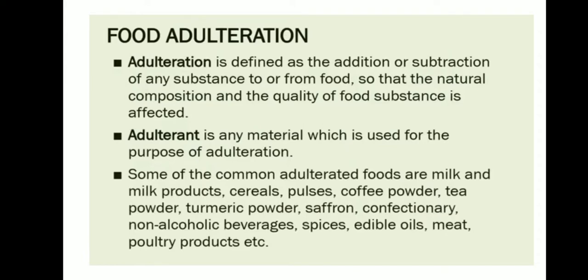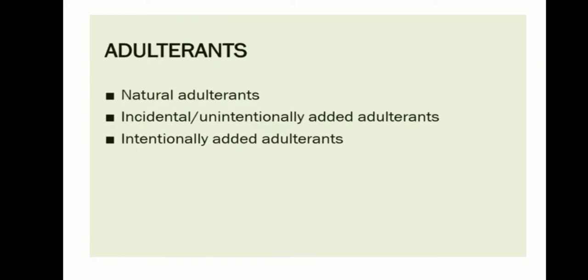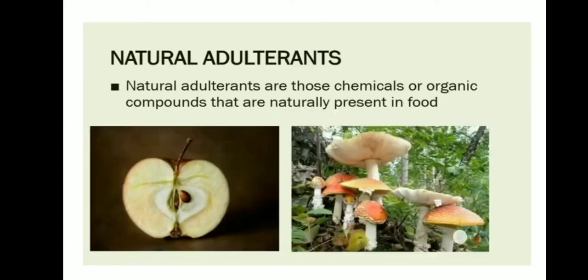If a food is adulterated, normal nutrition level will not be staying in the adulterated food. So adulteration is really bad for our health. So in this lesson we are going to see how the food is adulterated and how it could be found. Here, three types of adulterants are there: natural adulterants, incidental or unintentionally added adulterants. The third type is intentionally added adulterants. So, let us see one after the other.